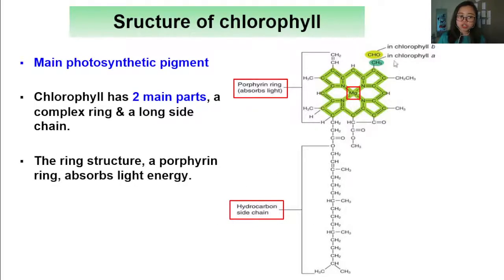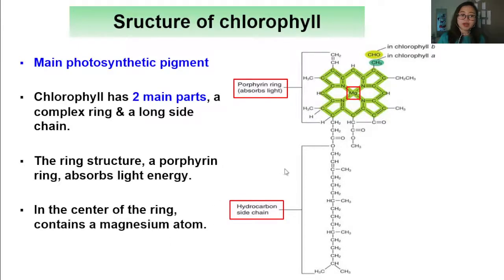The ring structure up here is a porphyrin ring that will absorb the light energy. In the center of the ring, over here, you have this little red box that will contain a magnesium atom. So secara ringkasnya, ini structure dan part yang akan menyerap tenaga cahaya adalah ring ini, porphyrin ring ini.